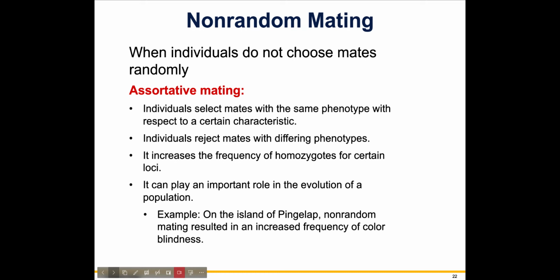Sometimes we can have assortative mating, where individuals try to select mates with the same phenotype. They'll reject differing phenotypes. And this can be important. There's an example in your textbook of non-random mating increasing color blindness in individuals. So this is still a type of non-random mating. You're still choosing your mate.